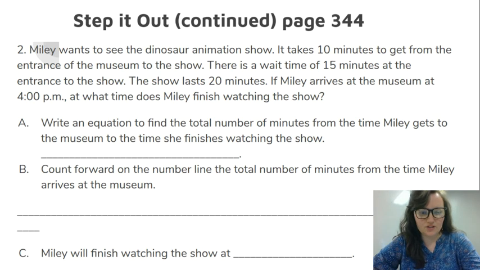So A, write an equation to find the total number of minutes from the time Miley gets to the museum to the time she finishes watching the show. Okay, so let's go back. Write an equation to find the total number of minutes from the time Miley gets to the museum.